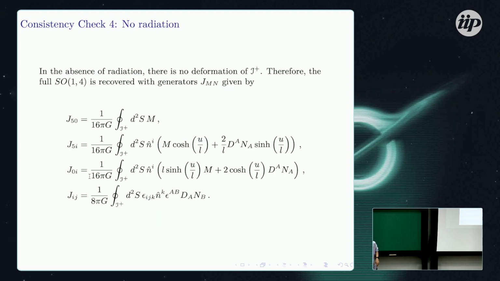Perfect, thank you. And the last check, let's consider the case when there is no radiation. So we turn off this CAB, and in this case, there is no deformation of the boundary, and one can construct all the de Sitter charges, the full SO(1,4) algebra, with these generators. Okay, and one can show that these generators close in the de Sitter algebra. So it's precisely what we expected.